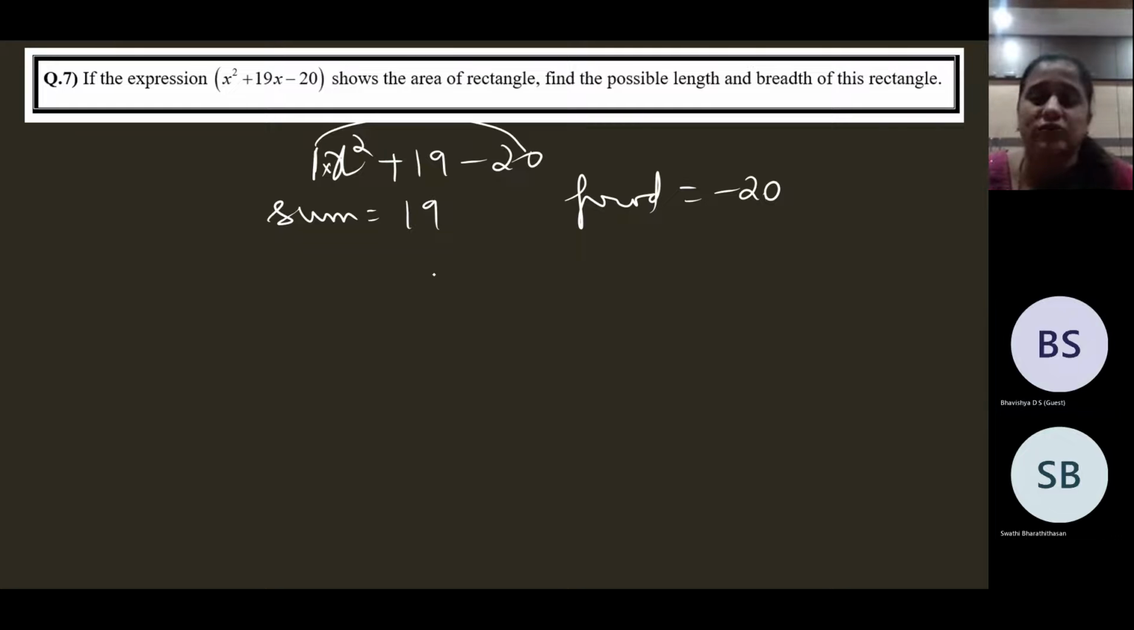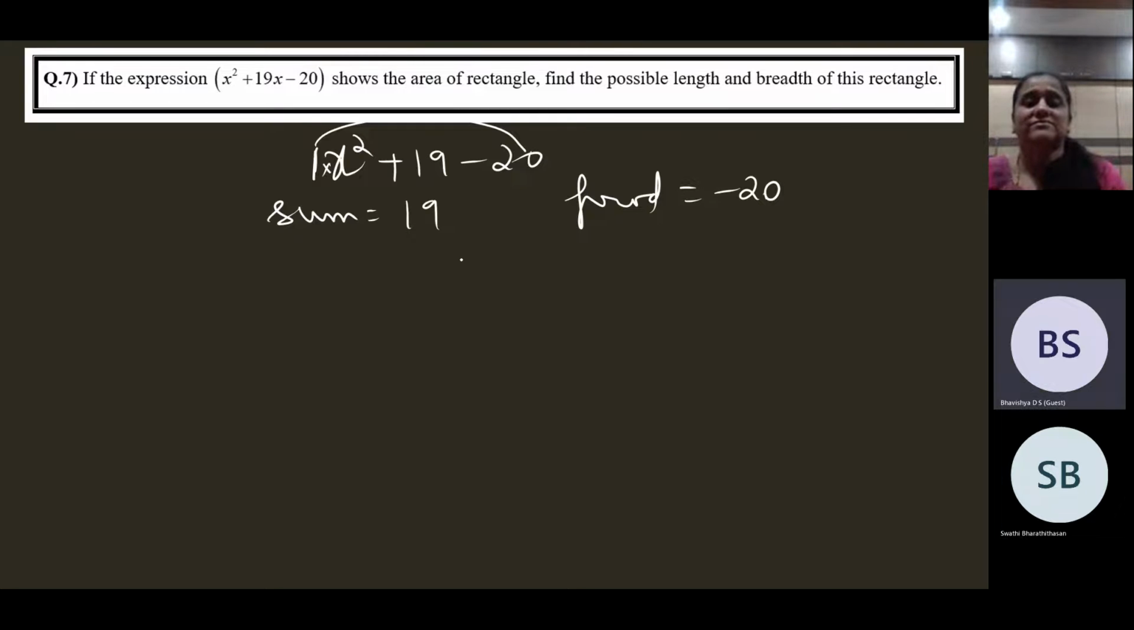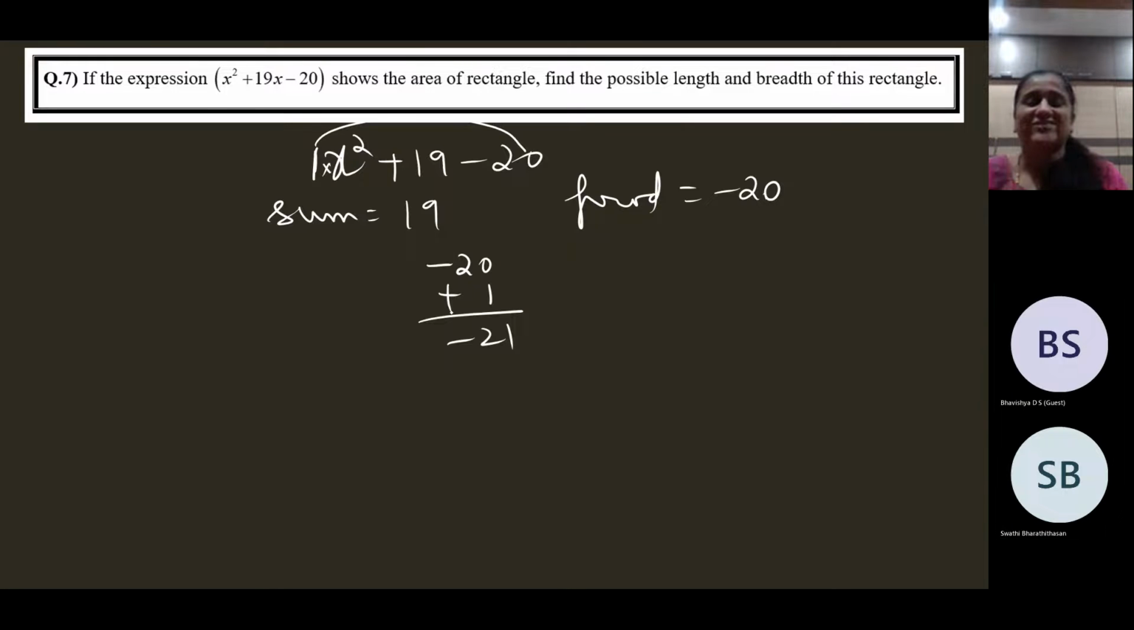What are the two numbers now? Both of you think and tell me quickly. Two numbers. Think again, Bhavishya. Sorry, Swati. Maybe you'll get it now. Ma'am, minus 20 and minus 1. Huh? That will be minus 21. Ma'am, plus 1, ma'am. Plus 20. Very good. Whoever said it first.